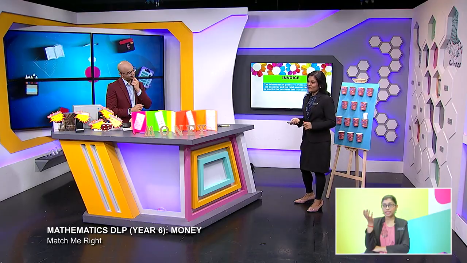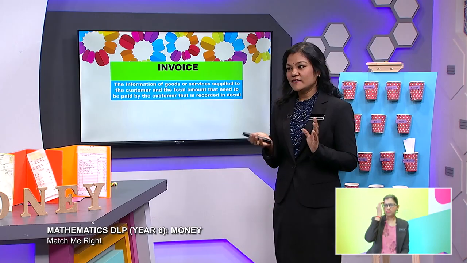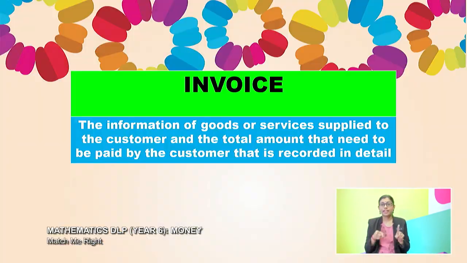How about invoice? Is this a new term for you? Isn't it the same, invoice and receipt? Yeah, that's the confusion here. What's the difference between receipt and invoice? Invoice is the information of goods or services supplied to the customer and the total amount that needs to be paid by the customer, recorded in detail. That is the difference. For receipt, you just get your total payment. In invoice, you have the full recorded detail. Next. Okay, this is an example of invoice.